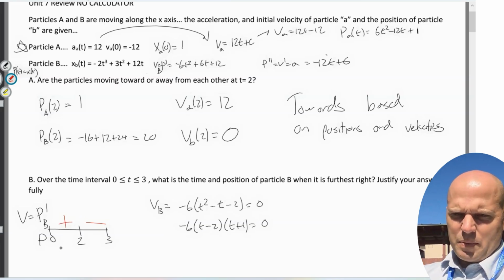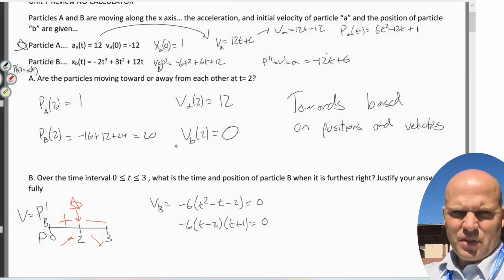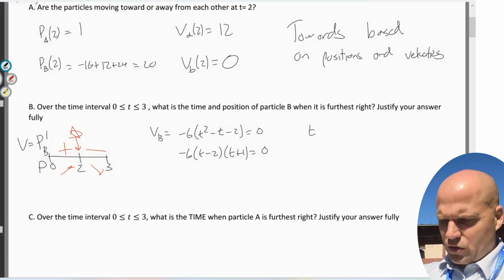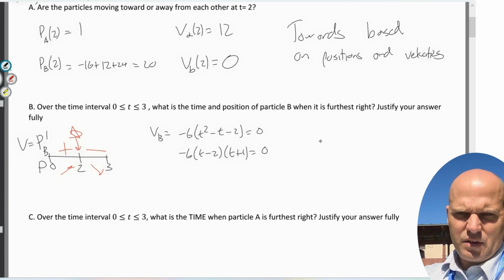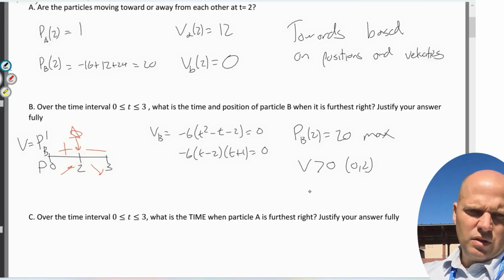Cool. So my position is increasing, then decreasing. I can tell this has to be the max, but I have to justify it. So I'd say t equals 2, or I could just say P of 2, which I found P B of 2 equals 20, is the max because velocity is positive from 0 to 2. Velocity is negative from 2 to 3.